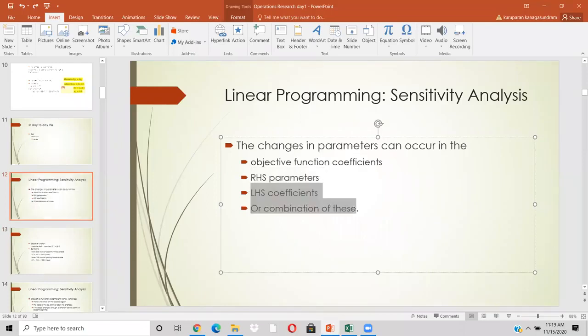Okay. If you are asked to change the objective function, they will ask only regarding that, only one at a time. If they are asking for RHS, they will change only the RHS parameters. Okay.